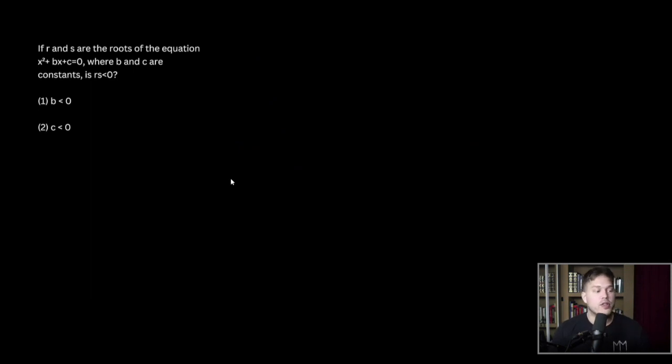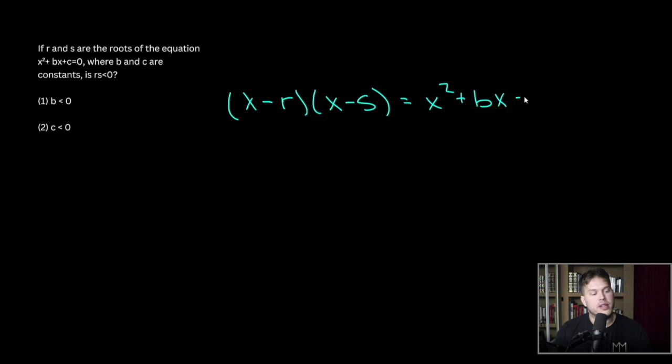If r and s are the roots of the equation x squared plus bx plus c equals 0, where b and c are constants, is r times s less than 0? So if r and s are roots, then that implies that I could write my equation as x minus r, times x minus s, because r and s are roots. So let's FOIL this out. Well, firstly, we know that this equals x squared plus bx plus c.